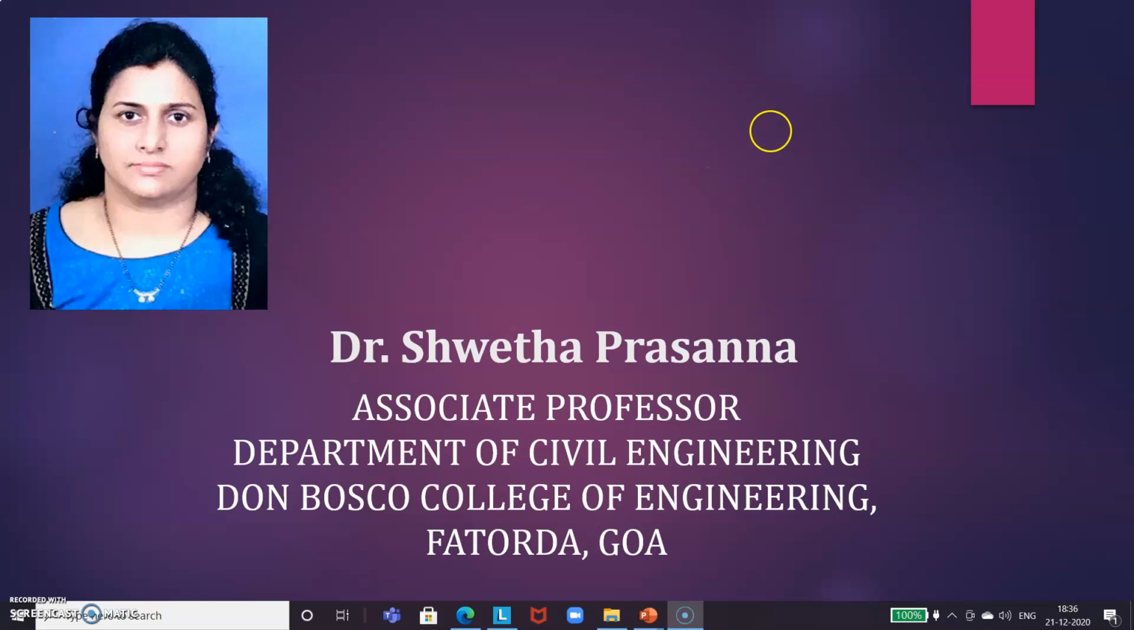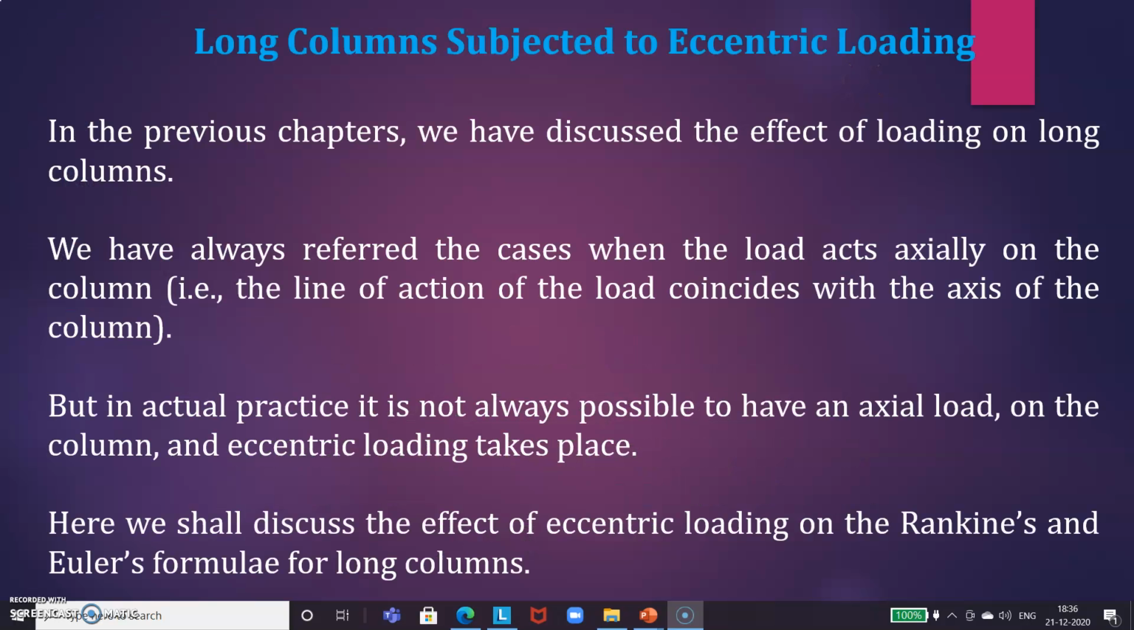Hello, my dear students. In the last class, I discussed long columns subjected to axial loading. Today's class, I will be discussing when the column is subjected to eccentric loading, means it is not loaded at the center.